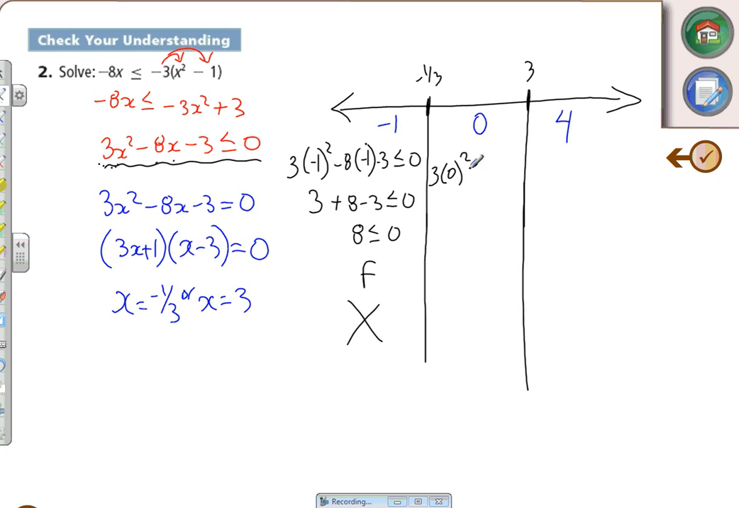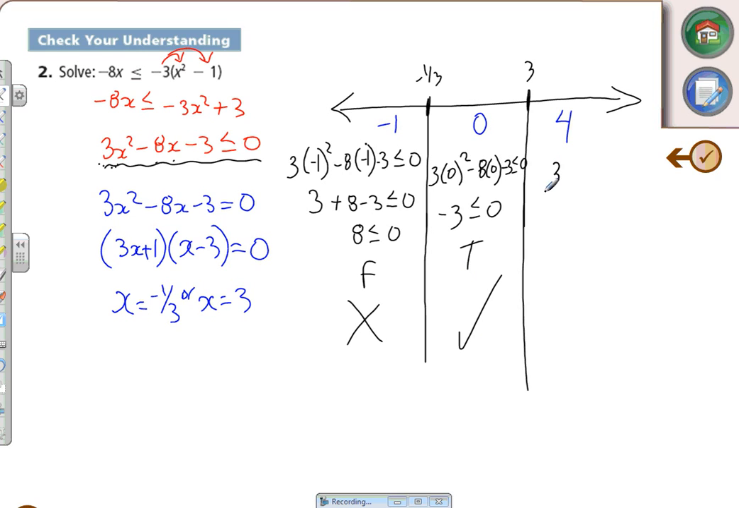3 times 0 squared minus 8 times 0 minus 3. We want to know, is that less than or equal to 0? Working it through, we like 0 because it just goes 0, 0. We get negative 3 less than or equal to 0. Hey, that's a true statement. So yes, this is going to be part of our solution set.